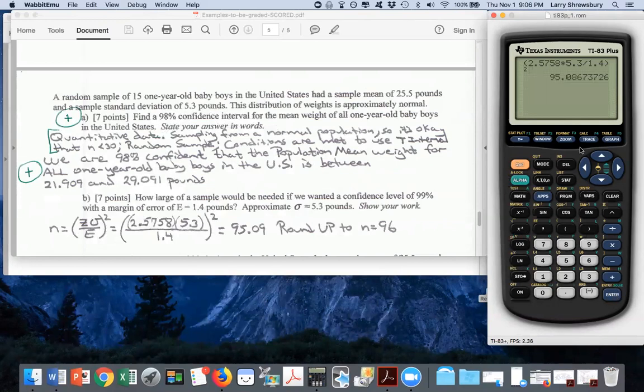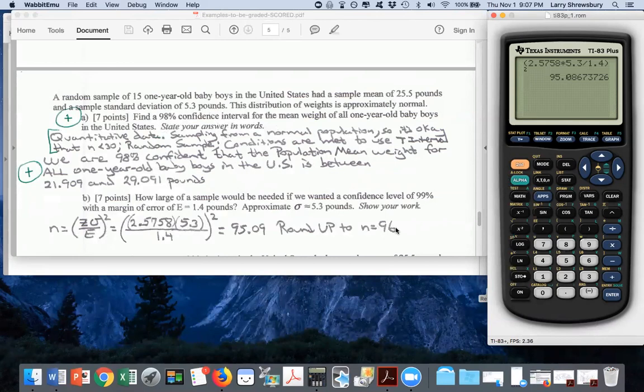Hit enter. So it has to be at least this big or bigger. So you got to round up to the next whole number, which is 96. So now you know, if you would get a sample size of 96 instead of 15, well, first of all, you wouldn't have to know if your population's normal, would you? No, you wouldn't, because you'd have a large sample size.